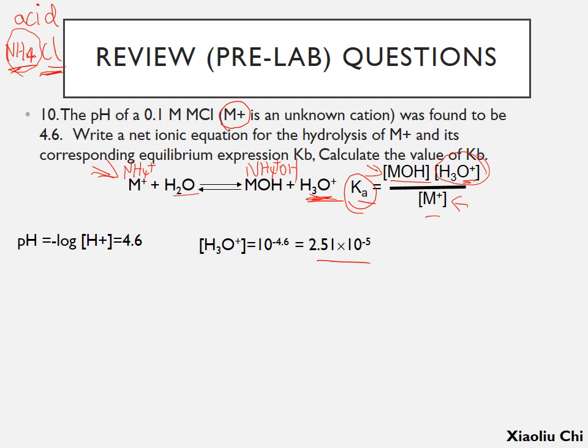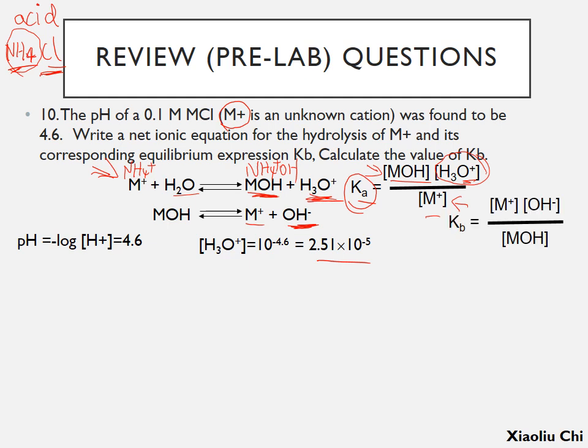So what is Kb? Kb is not this equation. Instead, this is a weak base that forms a cation with hydroxide, and the equilibrium for this one is Kb. But we already calculated Ka. Now Ka times Kb is Kw. So first you calculate the Ka, and then you calculate the Kb. And this procedure applies for all the salts, including ammonium chloride, zinc chloride, and copper nitrate.